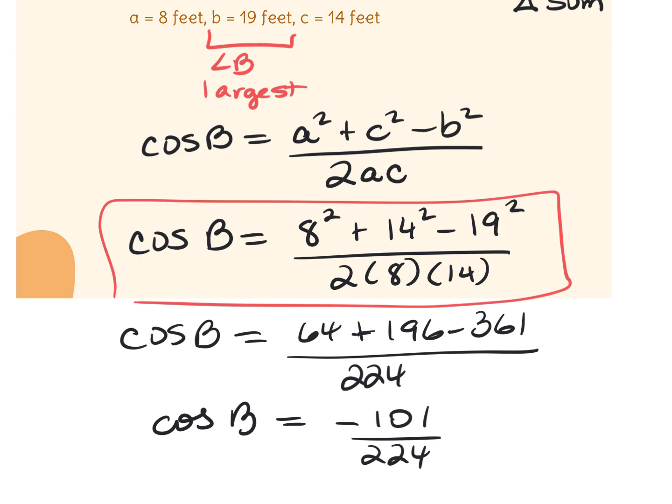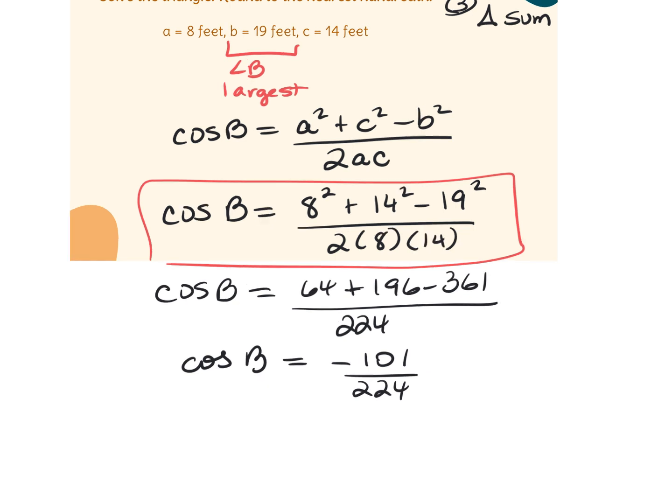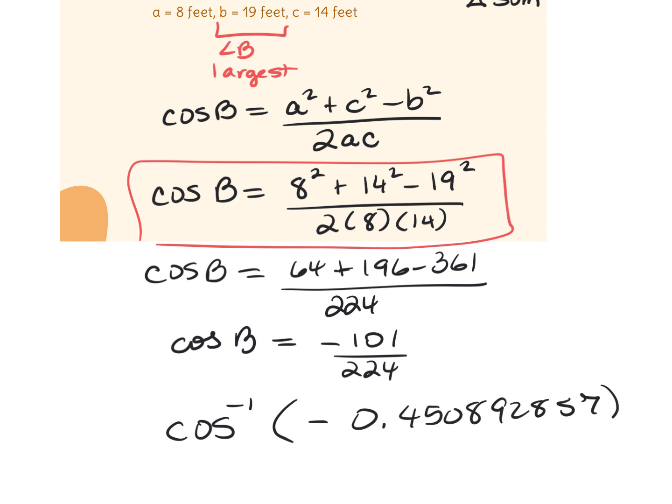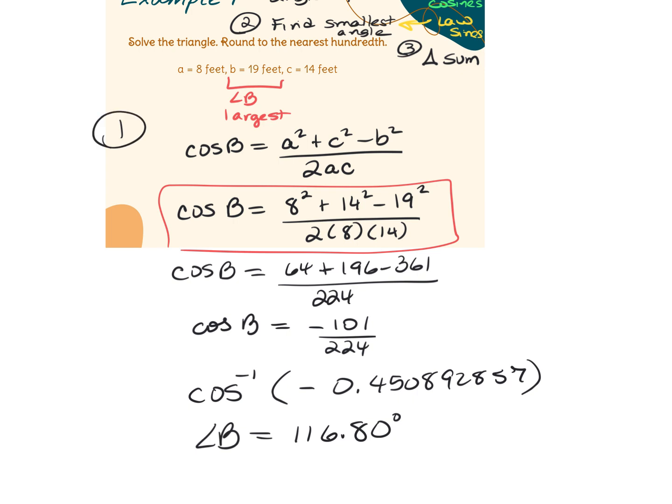So now, remember, when we look for an angle, we're doing the inverse. So we're going to do cosine -1. Once I divide negative 101 by 224, I'm going to put negative 0.45089287 into my cosine -1. Do not round. Once you hit enter, we get angle B is equal to 116.80 degrees, rounded to the hundredths place. So this was step 1, and we used the law of cosines.